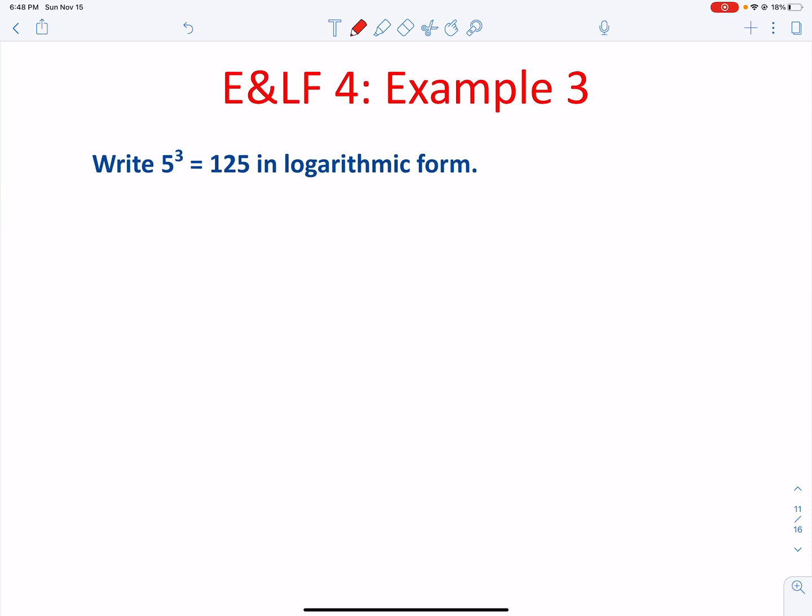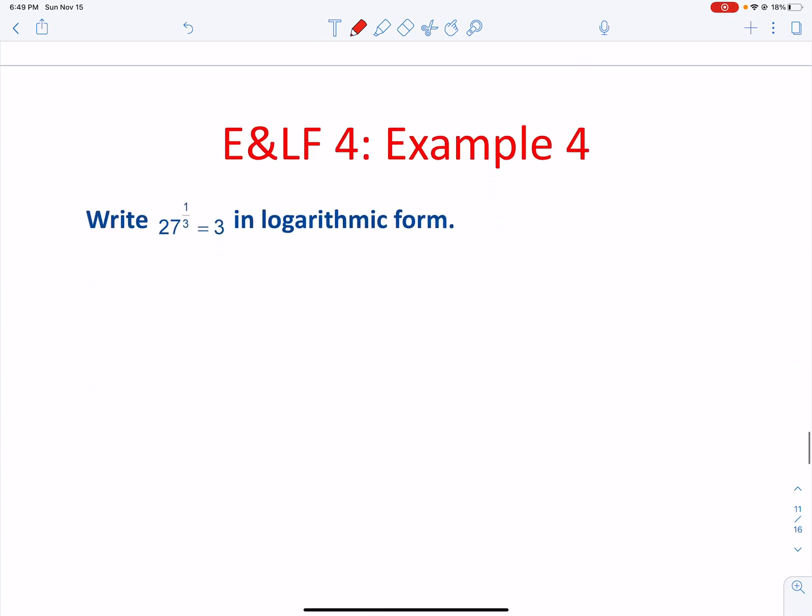All right, so now they're going to go the other direction. They're going to give you something in exponential form, and you're going to have to rewrite it. So this would be the log base 5. You're looking for the exponent on 5 that gives you 125. Well, that answer is 3. And that's how you read these. The log is the base, and what you're finding is the exponent you need to get the number inside.